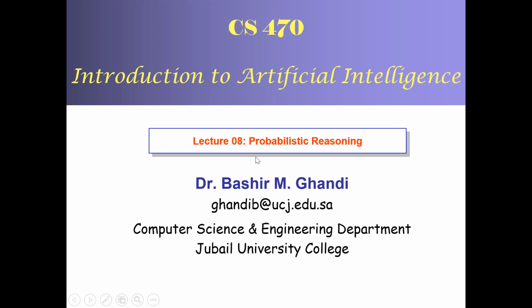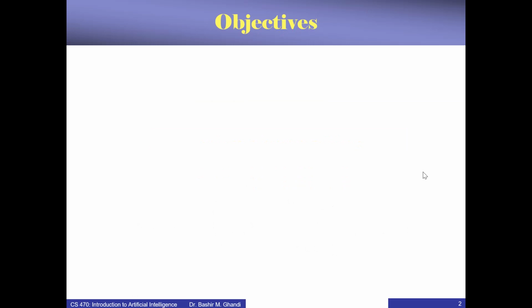This lecture is titled Probabilistic Reasoning, and it is basically an extension of the last lecture where we laid down the basic concepts of probability, and now we're going to see how to apply those concepts to represent knowledge in an uncertain domain. This is the outline of the lecture.